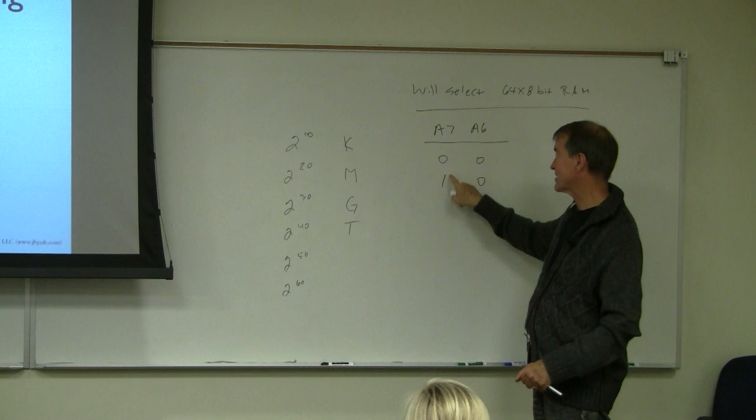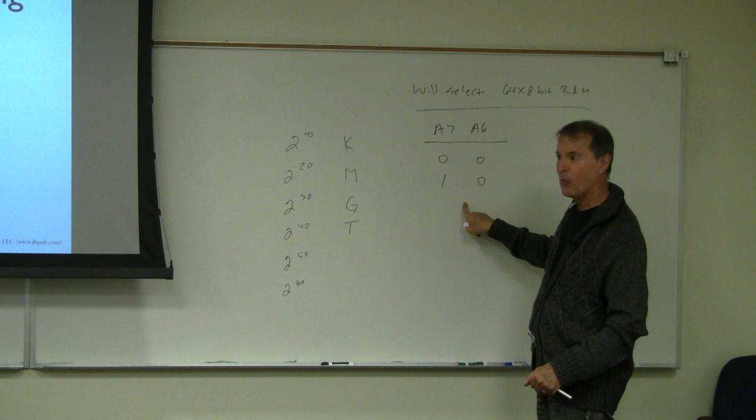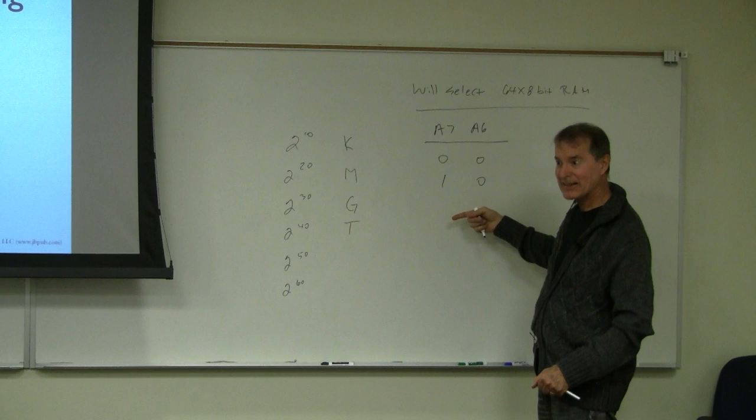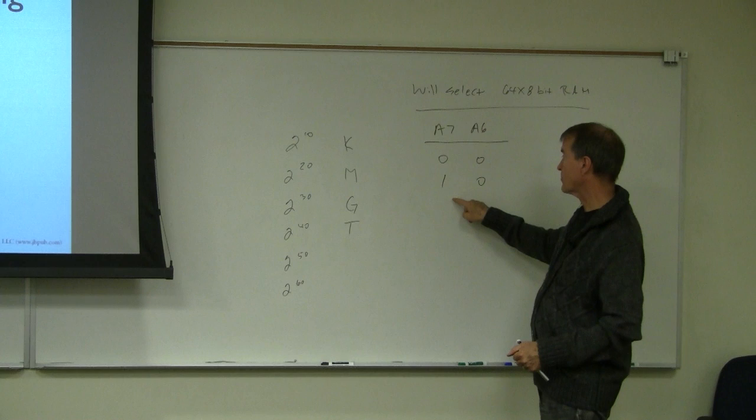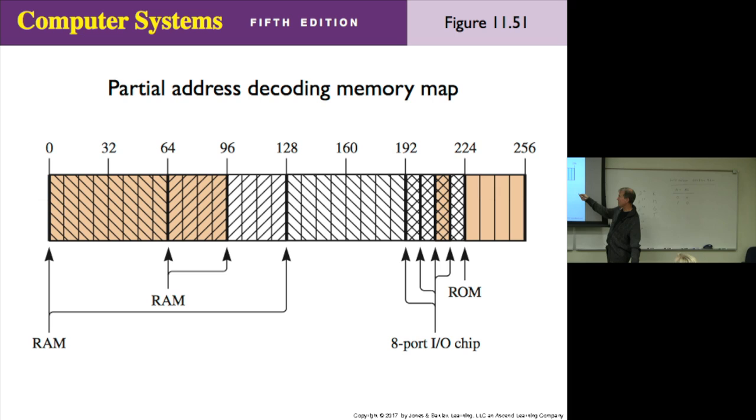Well, we don't expect this to happen, but if somebody does put a 10 on there, what will happen? This chip will be selected. But now what address is this? What address is 10000000? That's 128.